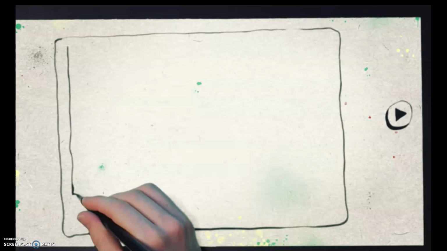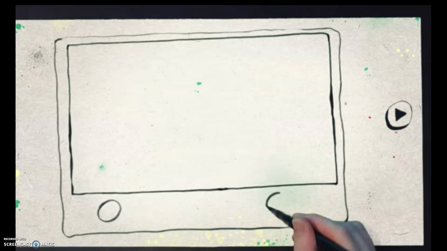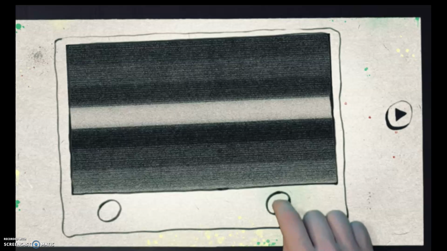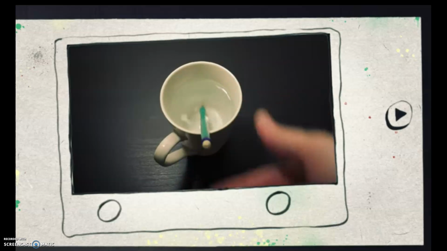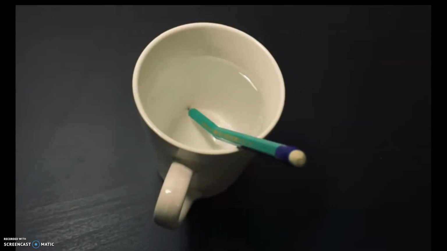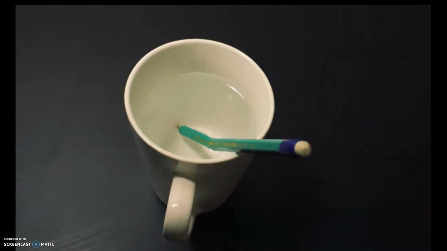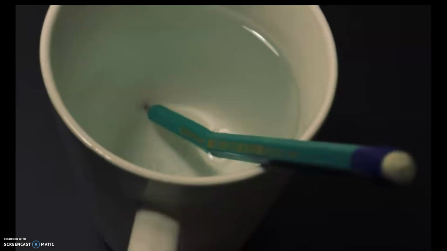Refraction explained. Refraction, in case you did not know, is a bending of light waves. So, if you look from above at this pencil, which is partially submerged in water, it appears bent.